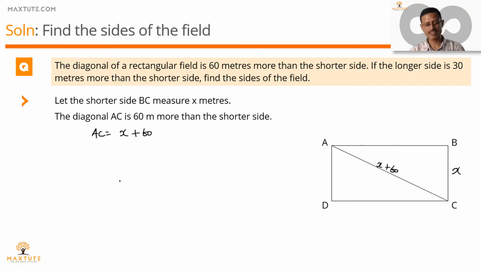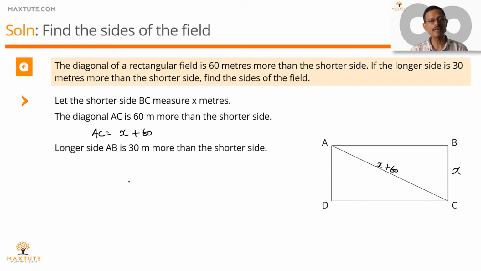The next statement says that the longer side measures 30 meters more than the shorter side. Longer side is AB. Shorter side measures x. So AB is going to be x plus 30. So measure of the longer side AB is equal to x plus 30. So establish all three pieces of information in terms of one variable that we have taken, which is x.